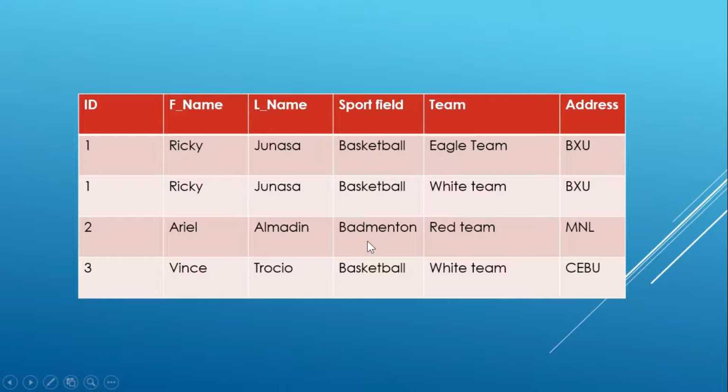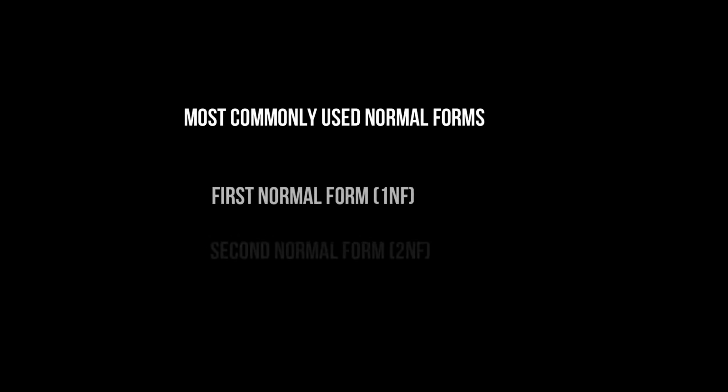Delete anomaly. At some point, let's assume that the players in the red team leave the team. Then deleting the rows that have the team attribute as red would also delete the information of Ariel, since he is assigned only to that team. To overcome these anomalies, we need to normalize the data. So here are the most commonly used normal forms.